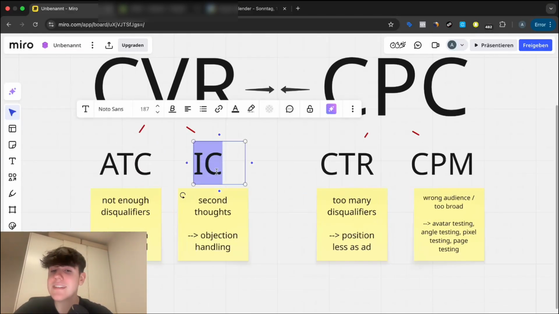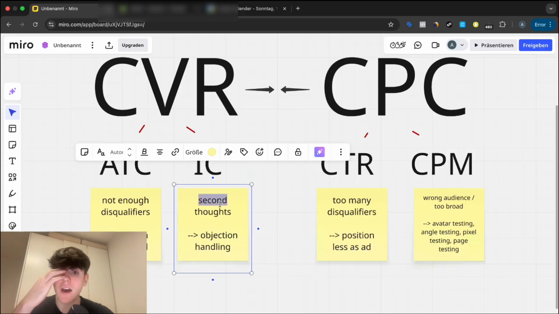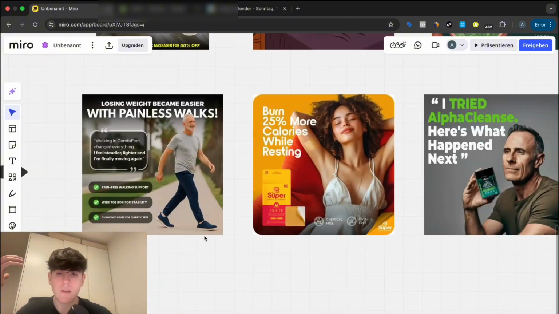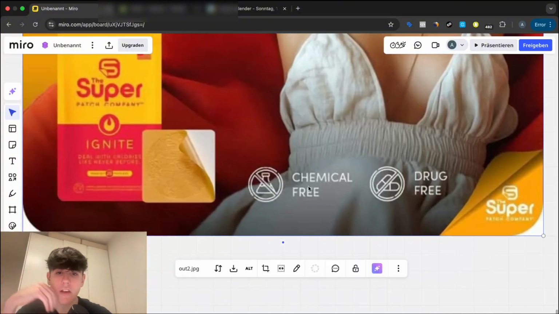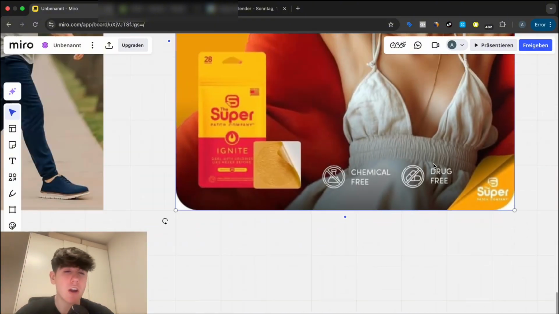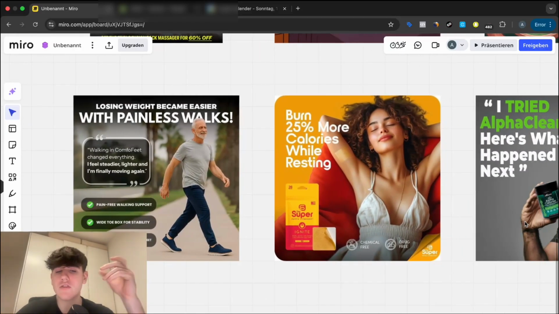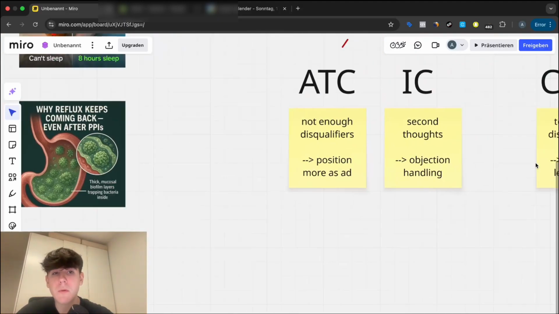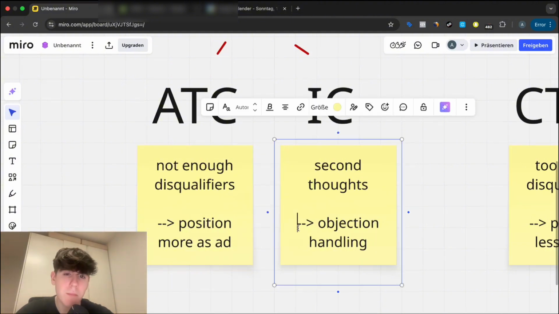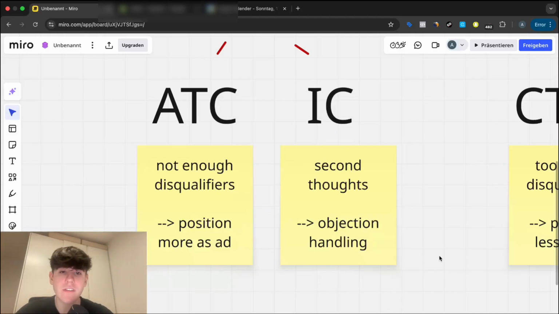If the initiate checkout rate is the weakest metric, then that means that people have second thoughts. And so what does that tell us? Well, we need to get into more objection handling. Example, this guy. As you can see here, chemical-free, drug-free, there's always reasons why people are trying to justify the purchase decision in their minds before and after they make it logically. And so that's super important to add in objection handling, because then they have an anchor of where they can justify the purchase decision onto, right?